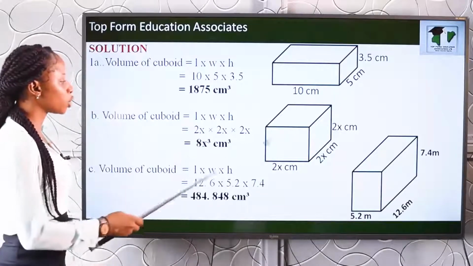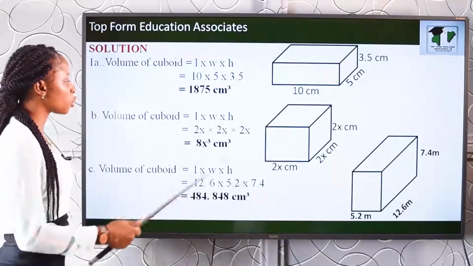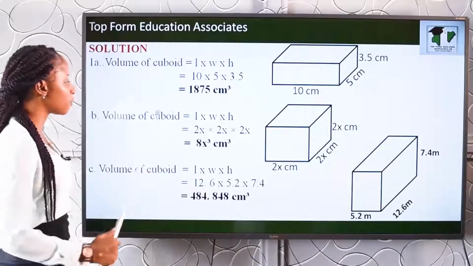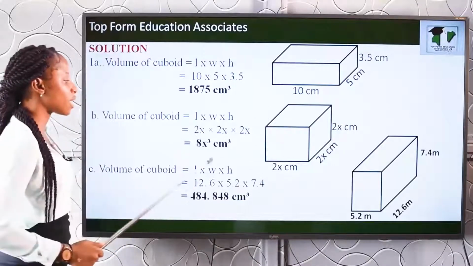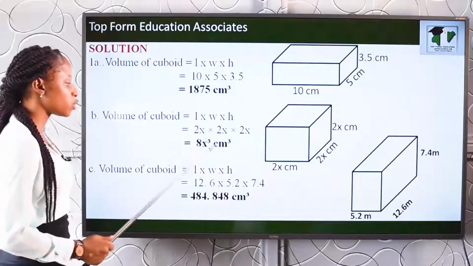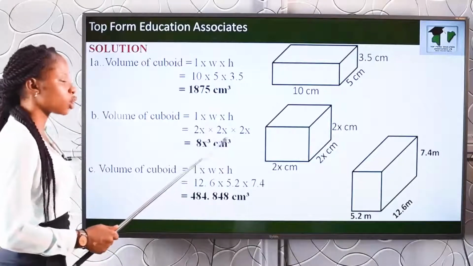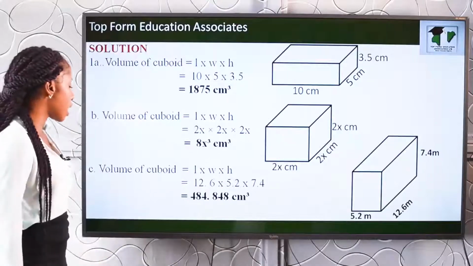Also, we are asked to look for the volume of this cuboid. We are going to use the same formula, length times width times height. When you multiply all together, we have 8x cube centimeter cube, 8x raised to the power 3 centimeters cube. We have 2x times 2x times 2x. And this is our final answer.